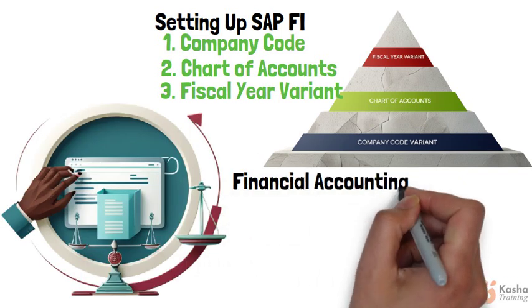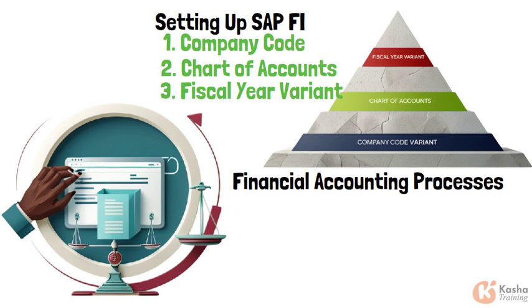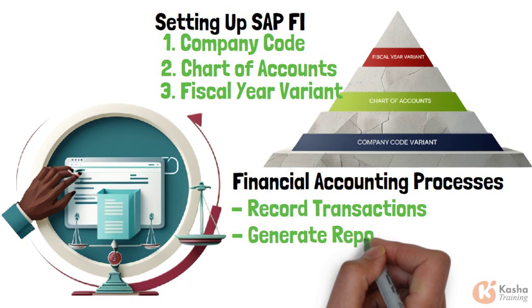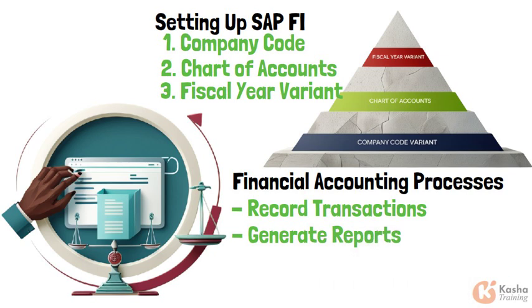Financial Accounting Processes. The primary processes within SAP FI include: record transactions, inputting financial data through various submodules like AP and AR; generate reports, creating financial statements such as balance sheets and profit and loss statements using real-time data from the GL; and reconcile accounts, ensuring that all accounts are balanced and discrepancies are addressed promptly.